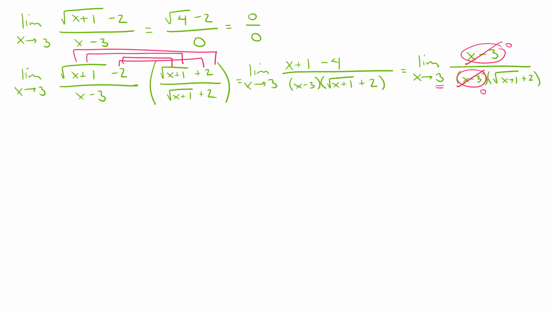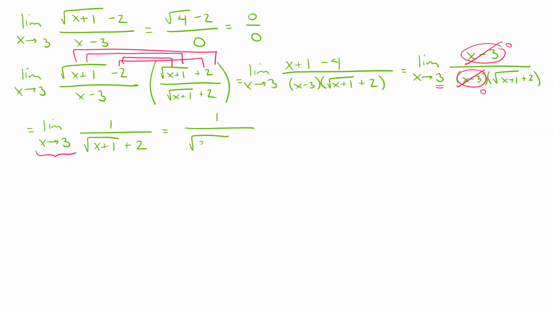I'm going to cancel those problem terms, and that leaves me with the limit as x approaches 3 of 1 over rad x plus 1 plus 2. The problem terms have been canceled away, so I'm going to go ahead and resubstitute. At this point, I can finally stop writing the limit. Once you substitute the x away, you don't have to write the limit part anymore.